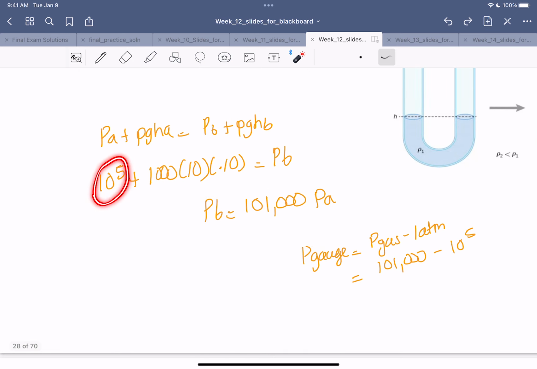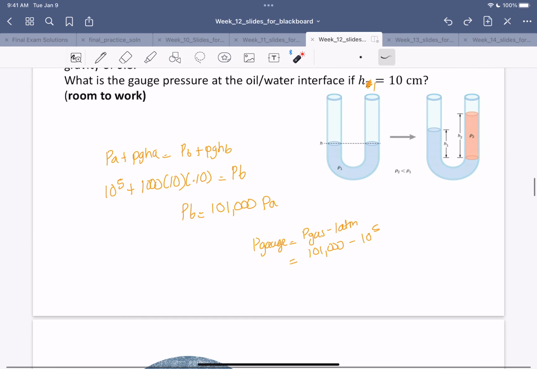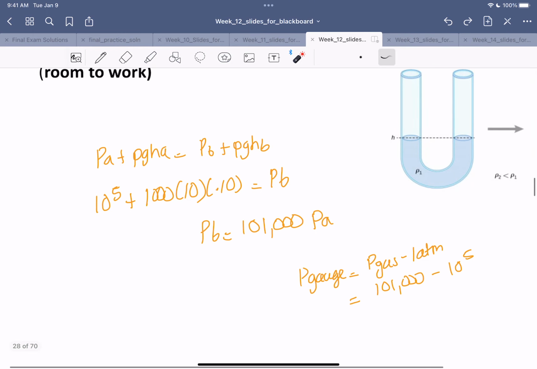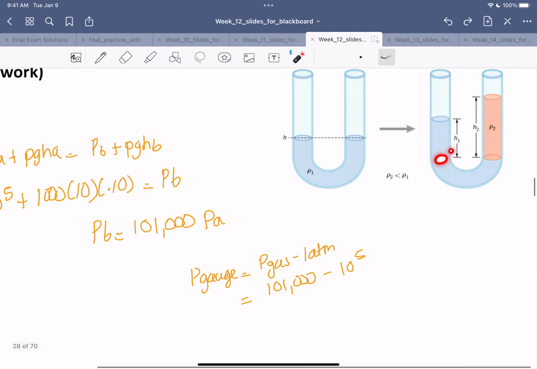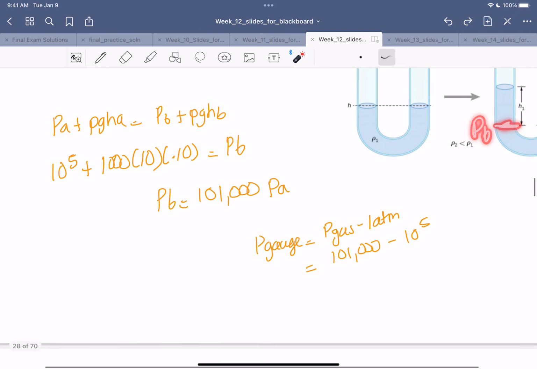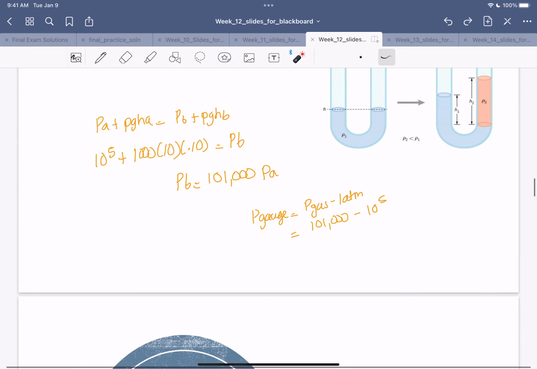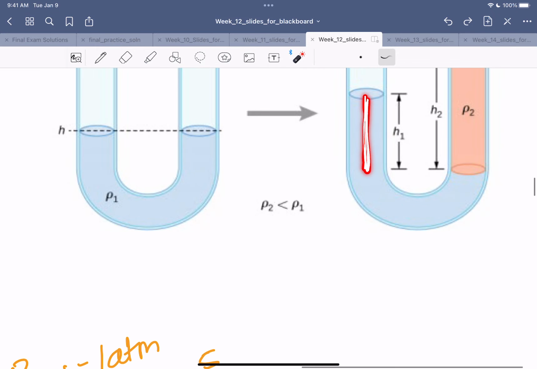So I know the pressure at the top is 10 to the 5th pascals, density is 1,000, and then times 10 times 0.10, that's the height here that will give you H1, right? That's my H1. So once I have this pressure at the bottom, PB, that's 101,000 pascals here, right? So that's my pressure at the bottom using this column of fluid here.